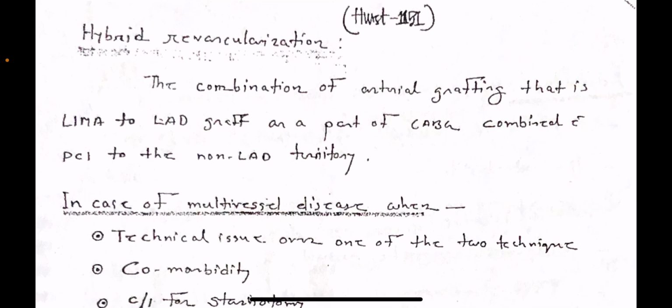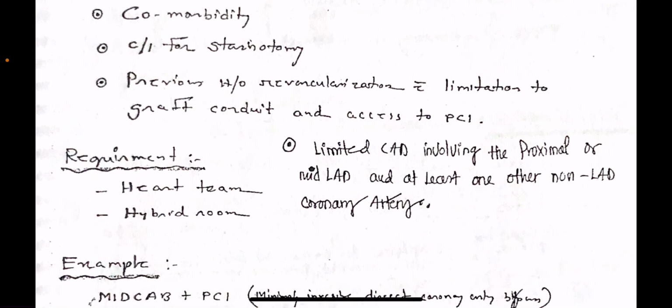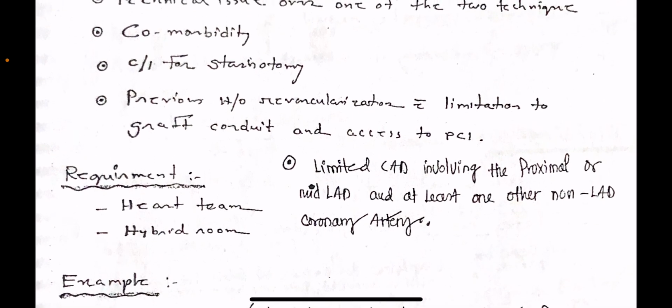In case of multivessel disease, when there is a technical issue over one of the two techniques, comorbidity, contraindication for sternotomy, previous history of revascularization with limitations to graft conduit and access to PCI. Requirement: heart team, hybrid room. Limited coronary artery disease involving the proximal or mid LAD and at least one other non-LAD coronary artery.